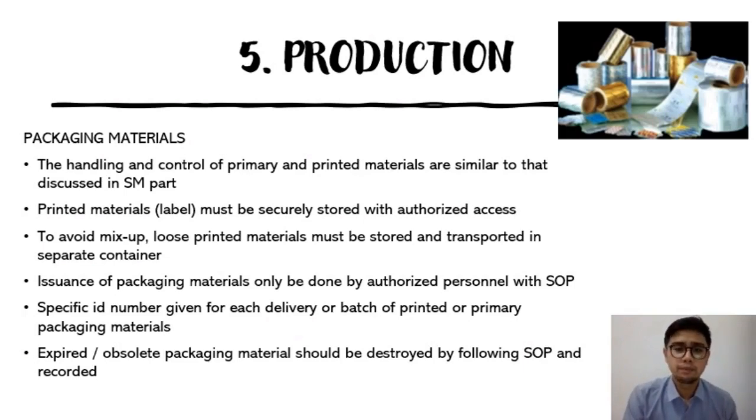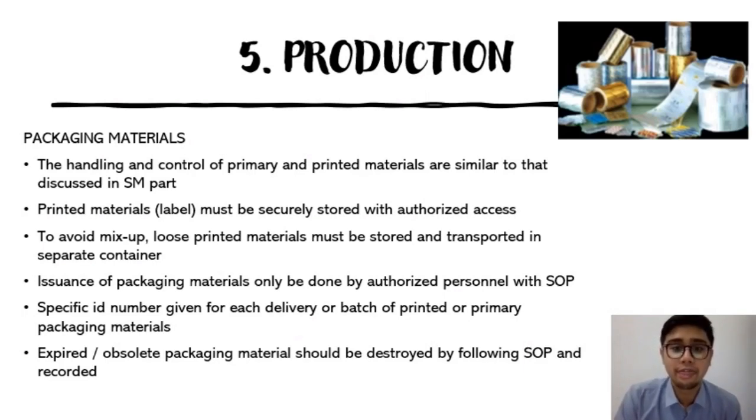For the loose printed materials, to avoid any mishap, it must be stored and transported in separate container. The issuance of packaging material must only be done by authorized personnel with the guidance of SOP. Warehouse should also appoint a specific ID number for each batch of printed packaging materials or primary packaging materials to enable the process of the history tracing smooth.